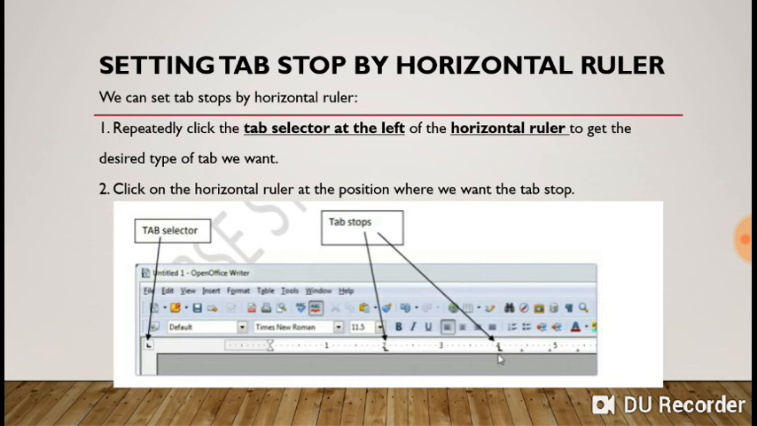Let us see now how to set a tab stop from the horizontal ruler. It's very simple. Whenever you click on the horizontal ruler, you can see an L-shaped icon, and that L shape indicates the tab stop position. So wherever you want to set one, click on the horizontal ruler and there will be an L shape, and we can set any number of tab stops on the ruler bar.